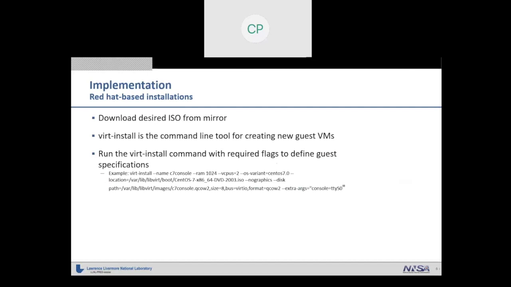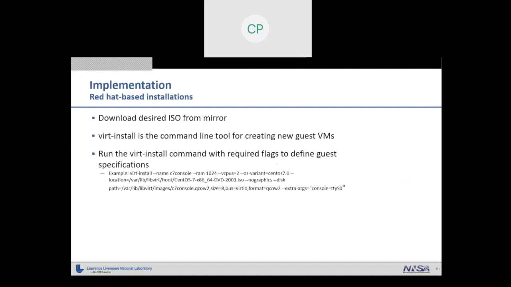This will be used in the Vert install command, which is the command line tool that's used to create a guest. Within this command, you're able to specify flags to define the specifications of the guest machine. Some of these options that you will need to set are the name of the guest, number of CPUs, amount of memory, OS variant, and location, which will be the path to the ISO image that was downloaded.